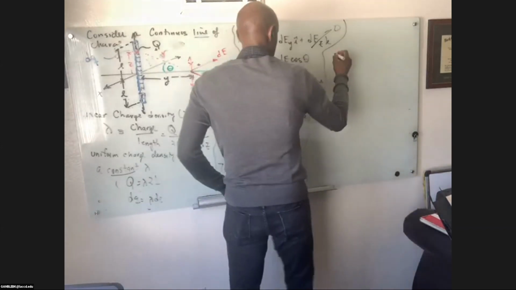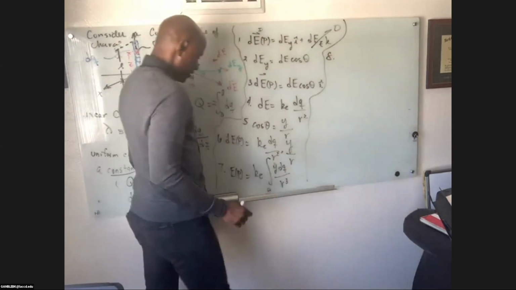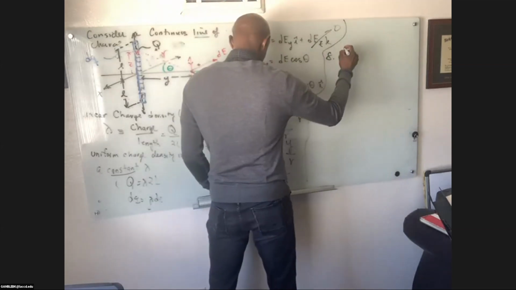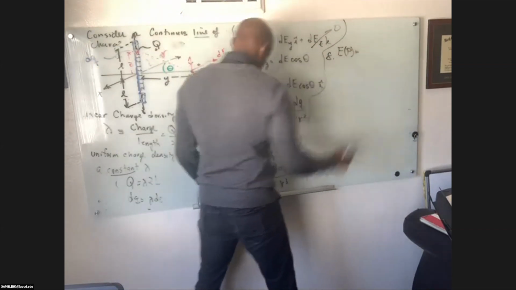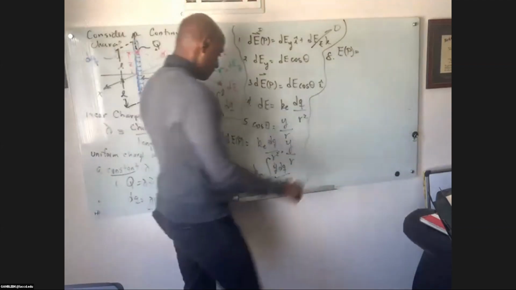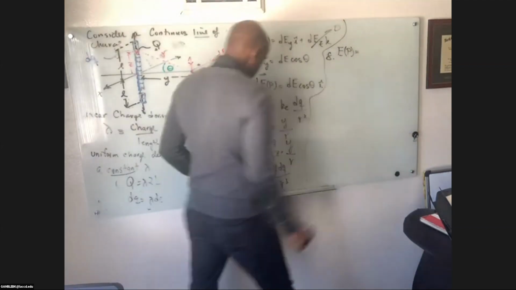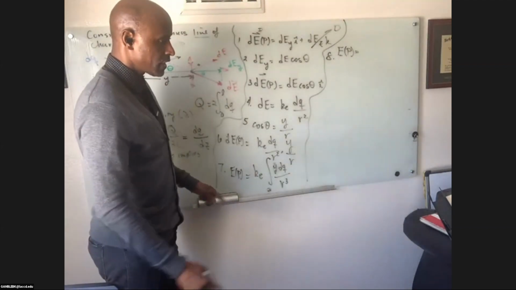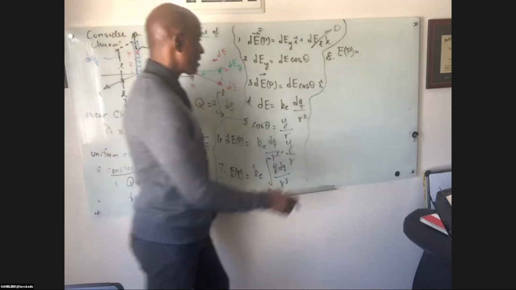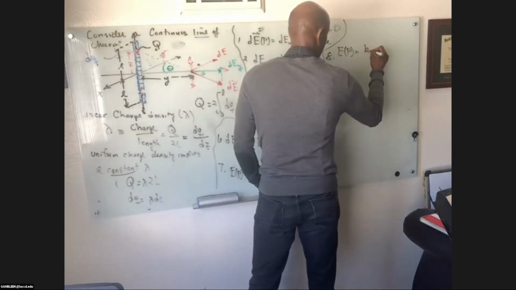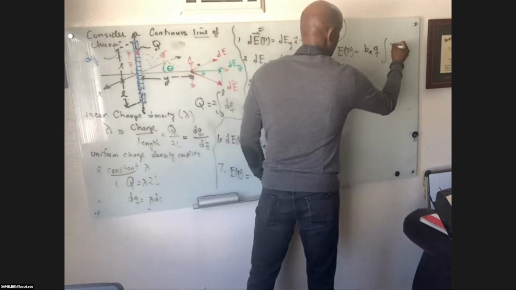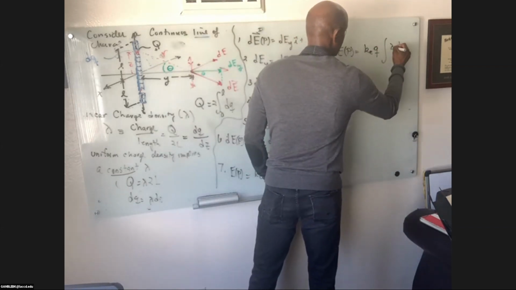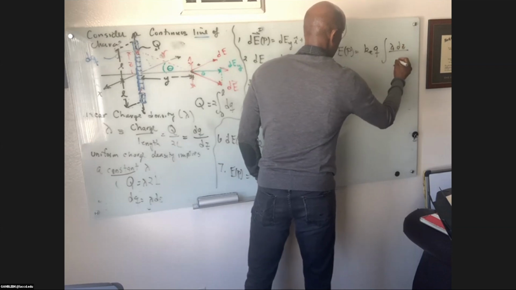So equation 8. So E_P is equal to K sub B, taking out the y. I'll keep it as K sub B right now. So K sub B, Q, and the dQ now is going to be lambda dz over R cubed.